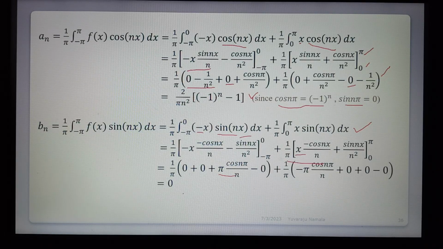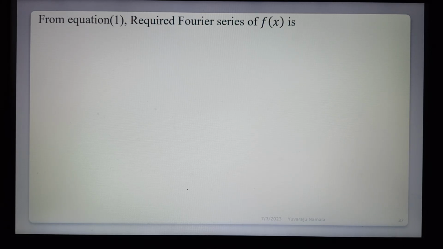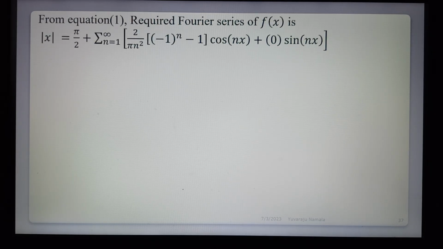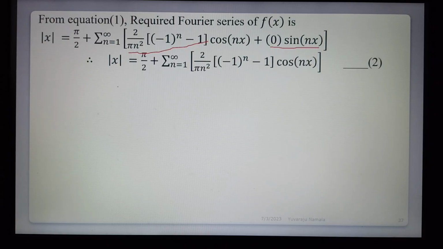So now substituting a naught, a n, b n in equation 1, we get the required Fourier series of f of x is equal to mod x. Here 5 by 2 plus summation n is equal to 1 to infinity, this is the a n value into cos nx plus bn, bn is equal to 0, into sin nx. So mod x is equal to 5 by 2 plus summation n is equal to 1 to infinity, 2 by 5 into n square into minus 1 power n minus 1 into cos nx. This is the required series of the mod x.